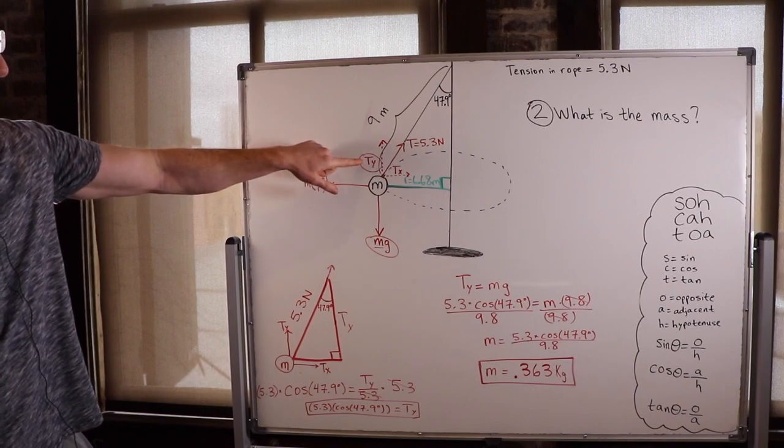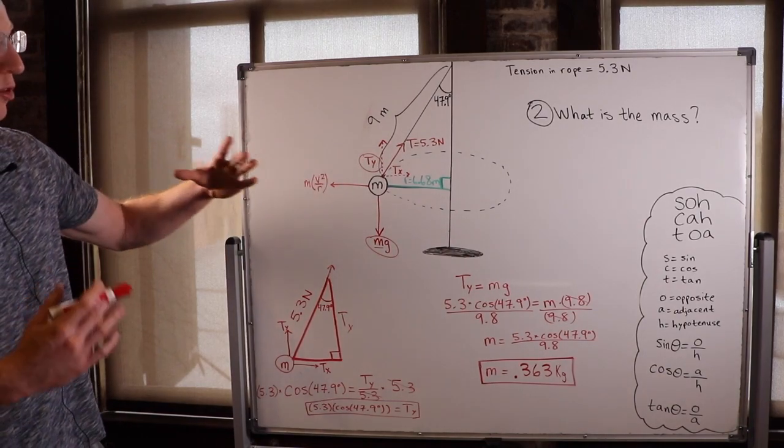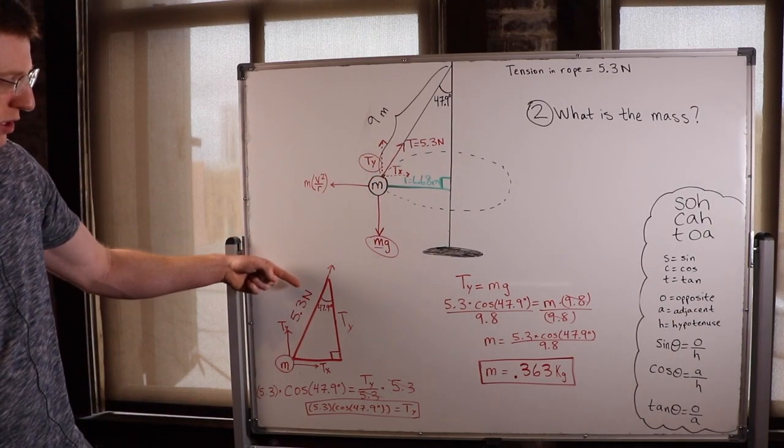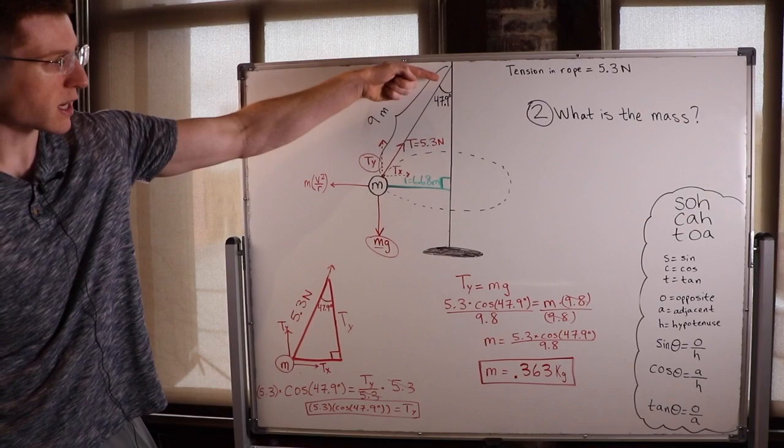So in order to get the y component of the tension, what you have to do is set up a right triangle for the tension. So I drew that down here. So I know my hypotenuse is 5.3 newtons. That's the diagonal here.